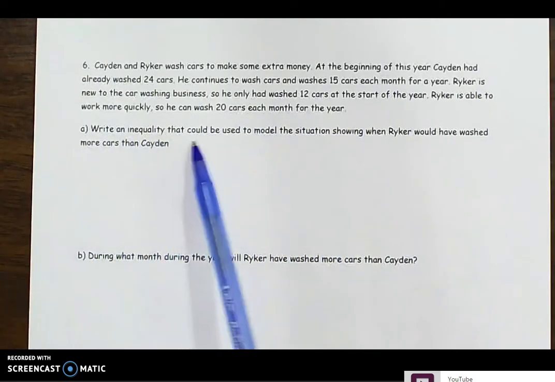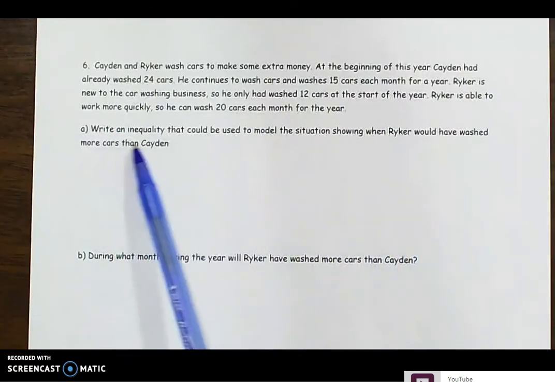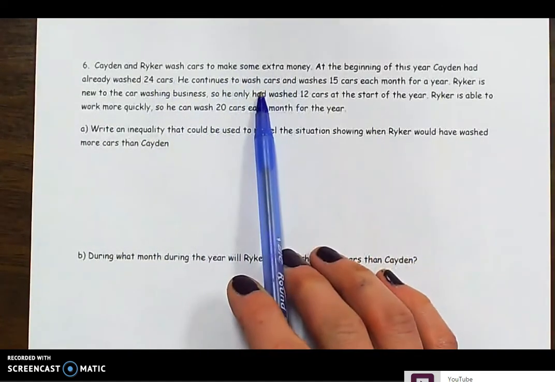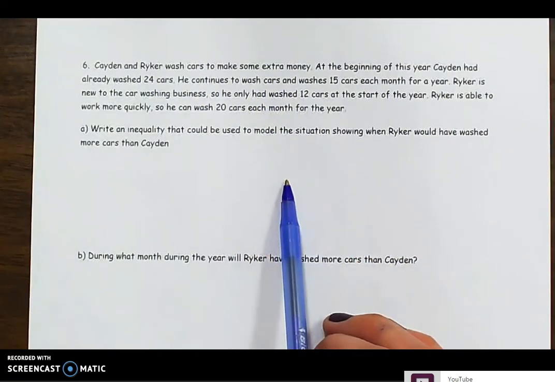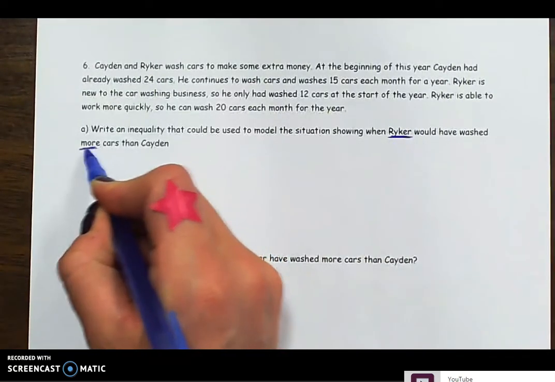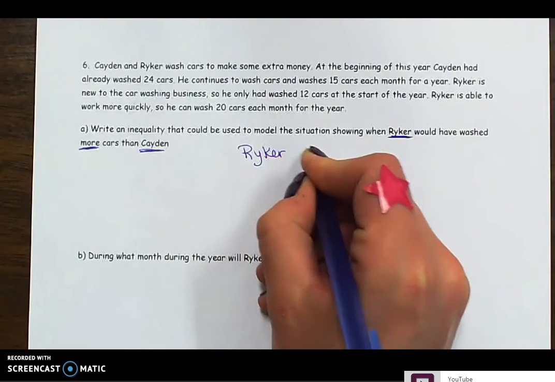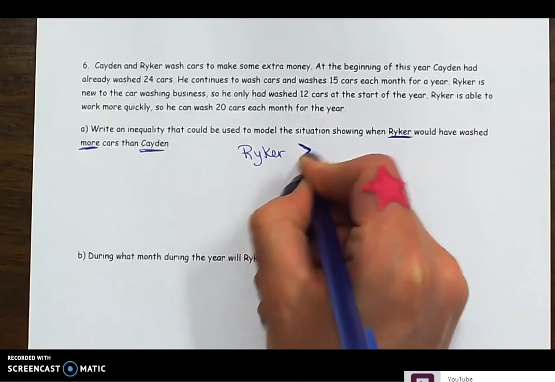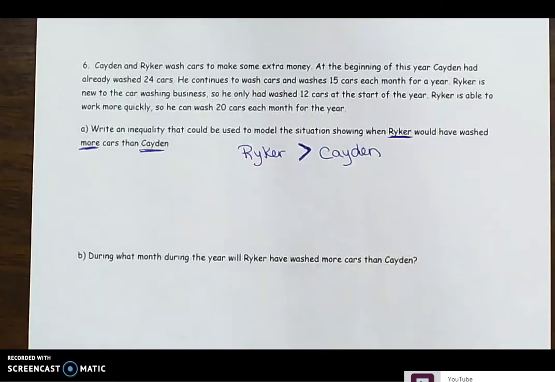Write an inequality that could be used to model the situation showing when Riker would have washed more cars than Caden. Okay, so there's a lot of information up here, but first you need to think, what is important? What am I trying to do in this problem? I'm trying to show when Riker has more than Caden. So I want Riker to have more. I want him to be greater than Caden.